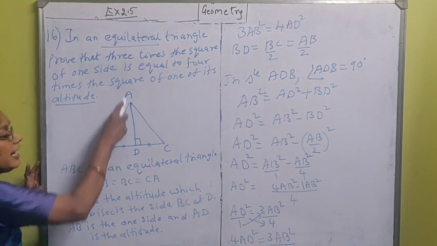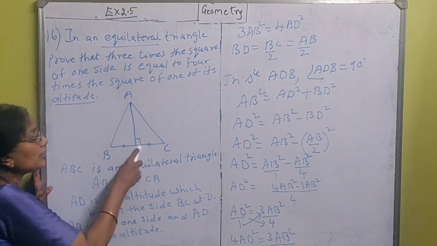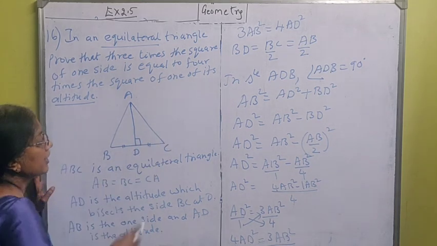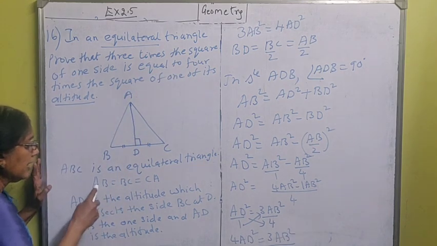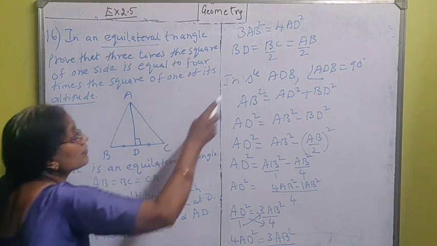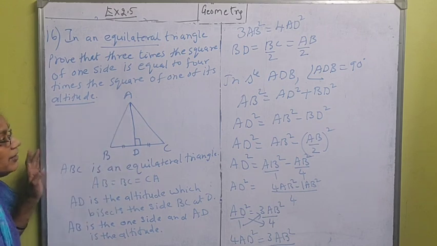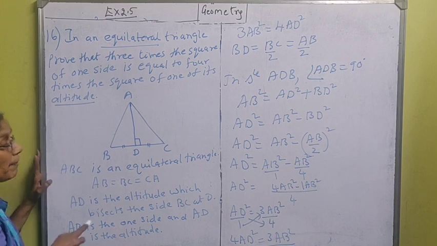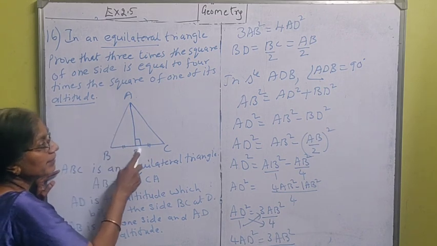So as AD is the altitude and AD is the median, D is the midpoint of BC, so BD will be equal to BC by 2. But how I took it is equal to AB by 2? Because AB is equal to BC, so in the place of BC I can write AB. So I took it as AB by 2. Now we are going to take the triangle ADB. In triangle ADB, angle ADB is 90 degree. So apply the Pythagoras theorem. AB square is equal to AD square plus BD square.